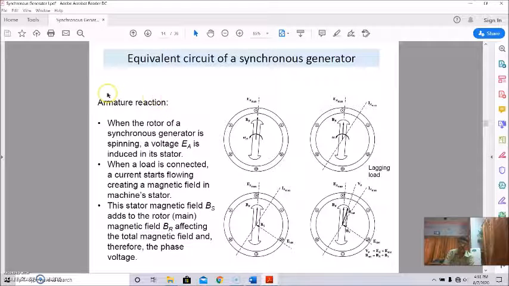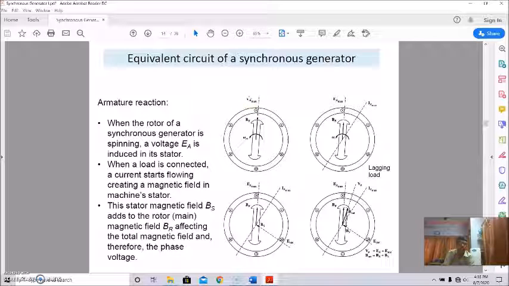With this we can proceed towards the equivalent circuit formation. Let us take the armature reaction part first. When the rotor of a synchronous generator is spinning, a voltage EA is induced in the stator, as we know. This is the rotor, spinning in this anti-clockwise direction, and this is the maximum EMF.